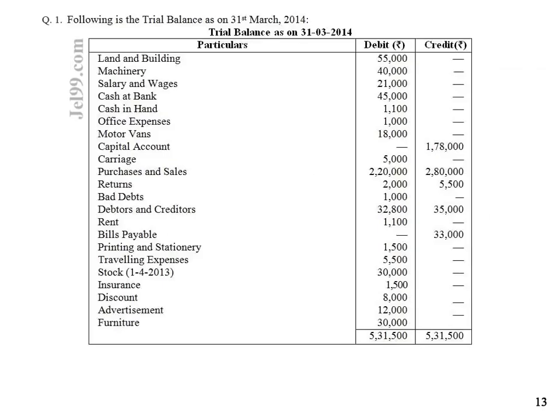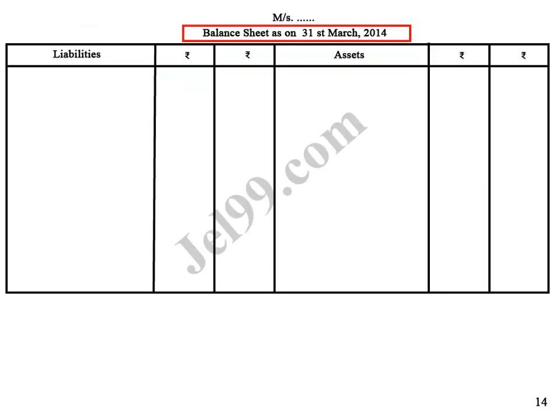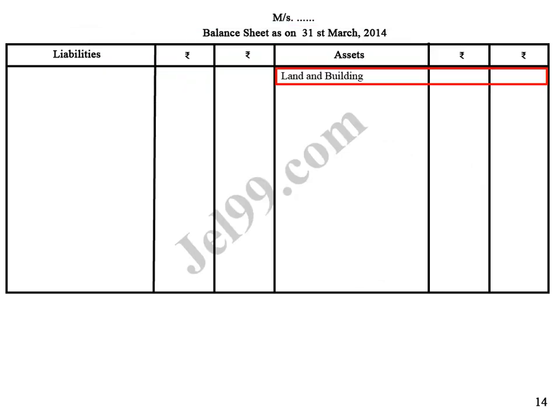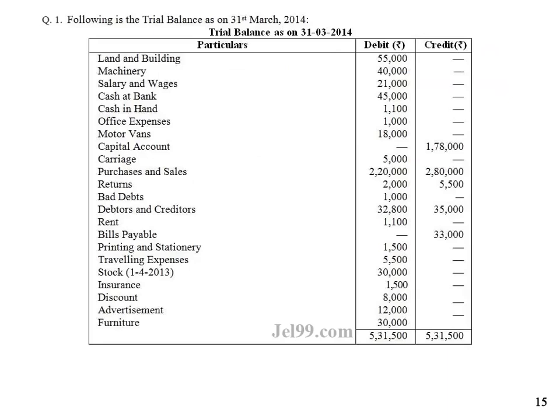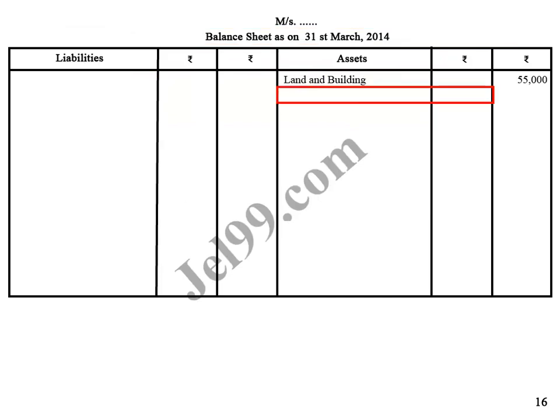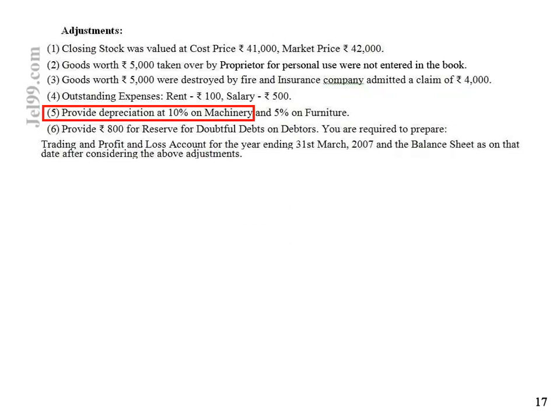Now let's start the solution of question number 1. In the trial balance, land and building is rupees 55,000, shown in balance sheet, assets side, land and building rupees 55,000. Next is machinery of rupees 40,000, shown in balance sheet, assets side, machinery rupees 40,000 in a column, because there is an adjustment number 5. Provide depreciation at 10% on machinery.